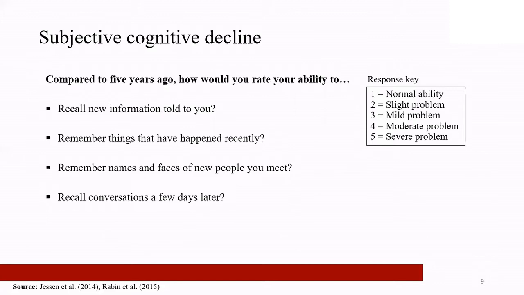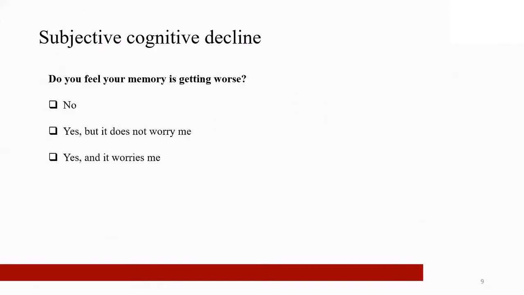Then these values are summed, and then they're asked the following question. Do you feel your memory is getting worse? They can say no, yes, but it doesn't worry me, or yes, and it worries me. If they choose this last answer and meet a certain threshold on that initial series of questions, then they're considered to have subjective cognitive decline. If they don't meet both those criteria, they're not considered to have subjective cognitive decline. So this latter measure is a dichotomous indicator.